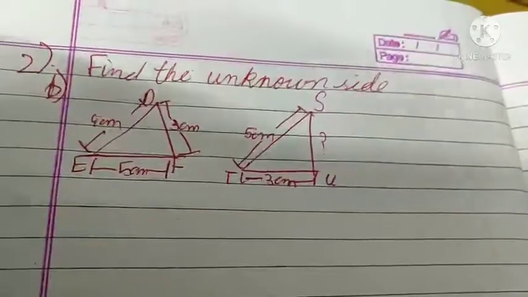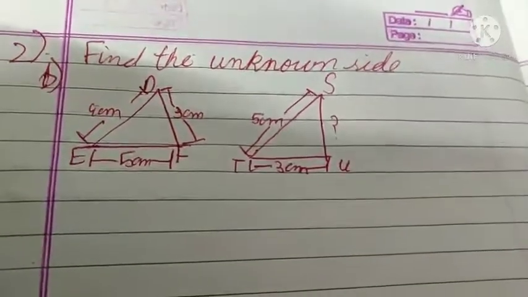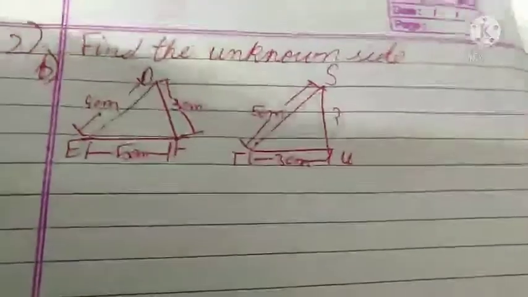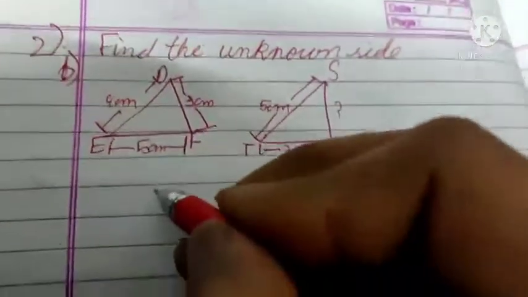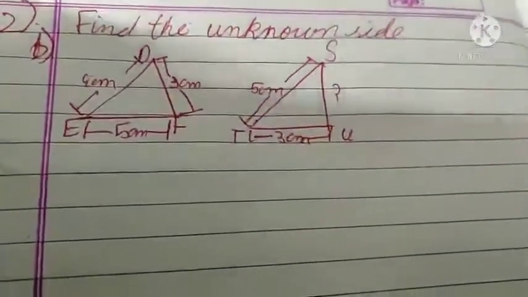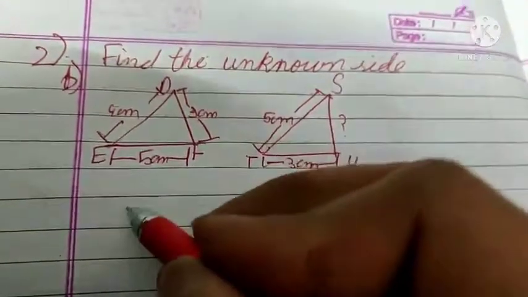Okay, this is a question. Here we are given that these two triangles are congruent and we have to find the third unknown side. Since the two triangles are congruent, all three sides should be equal to the three sides of the other triangle. So here these two triangles are congruent.